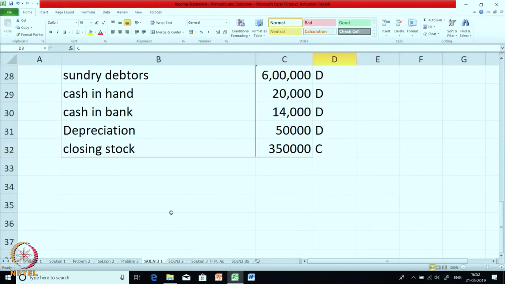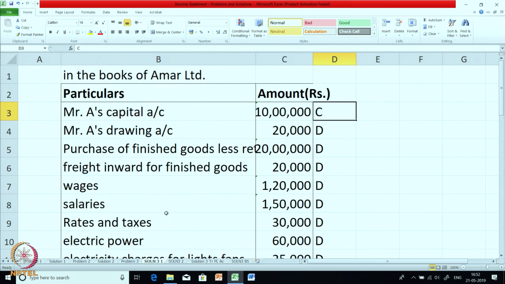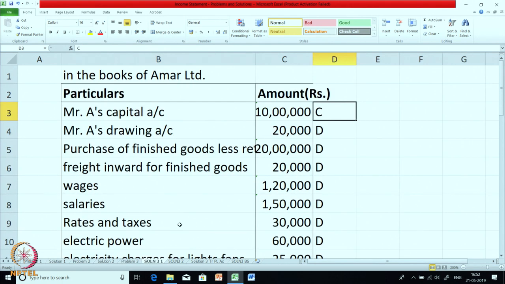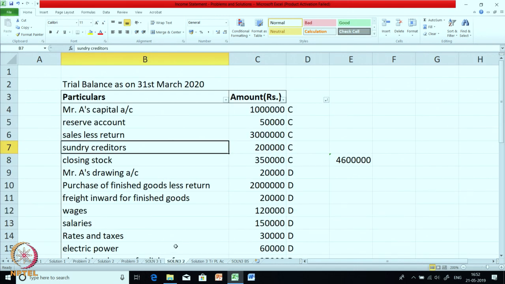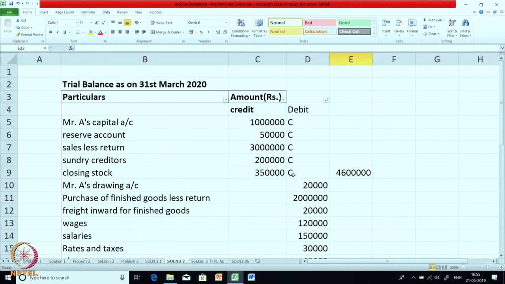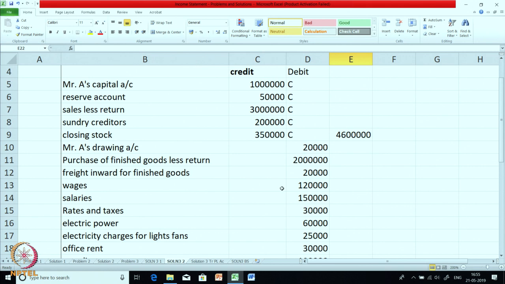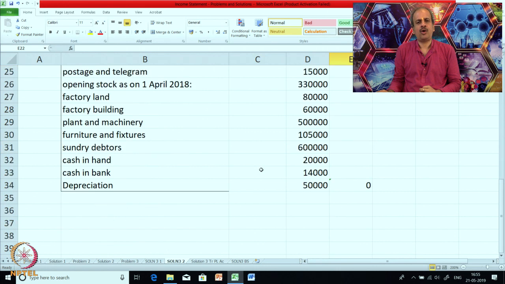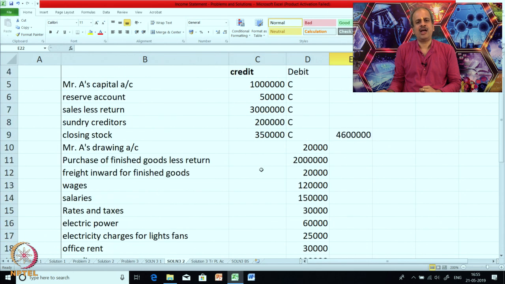We were given a list of balances as on 31st March 2020. Then we marked these items as C and D, and now we are going to make a trial balance as on 31st March 2020. All the items which were marked as C, we have kept under the column C, and all items which are marked as D have been kept in the column D.